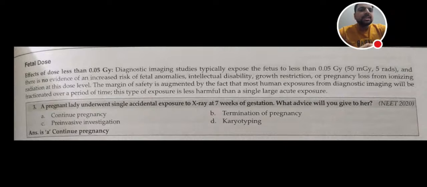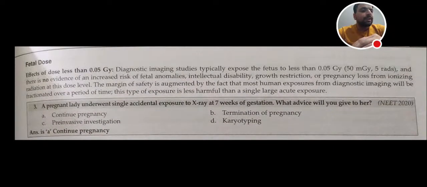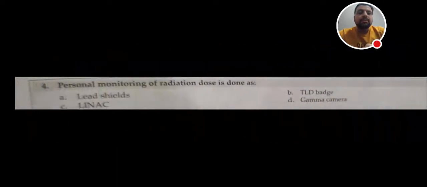Effects of dose less than 0.05 Gy: diagnostic imaging studies typically expose the fetus to less than 0.05 Gy, or 50 milligray, or 5 rads, and there is no evidence of increased risk of fetal anomalies, intellectual disability, growth restriction, or pregnancy loss from ionizing radiation at this dose level. The margin of safety is augmented by the fact that most human exposure from diagnostic imaging will be fractionated over a period of time. I hope it's a clear explanation now.